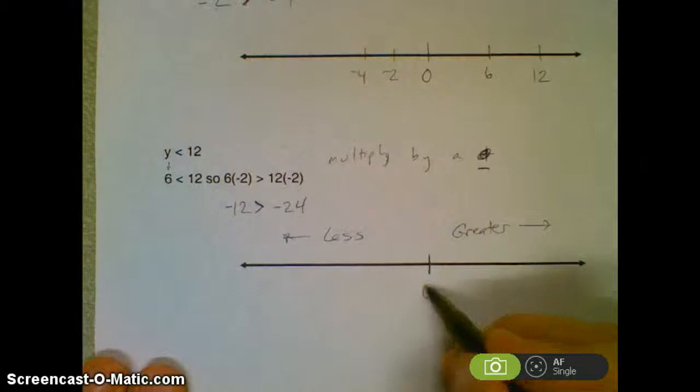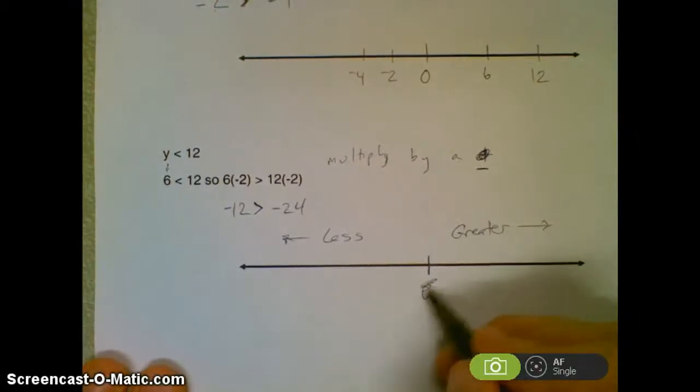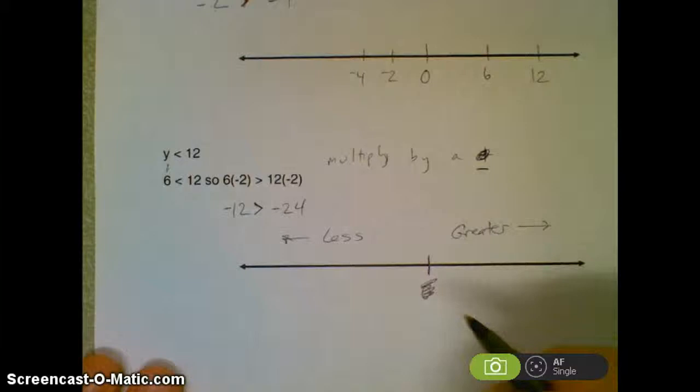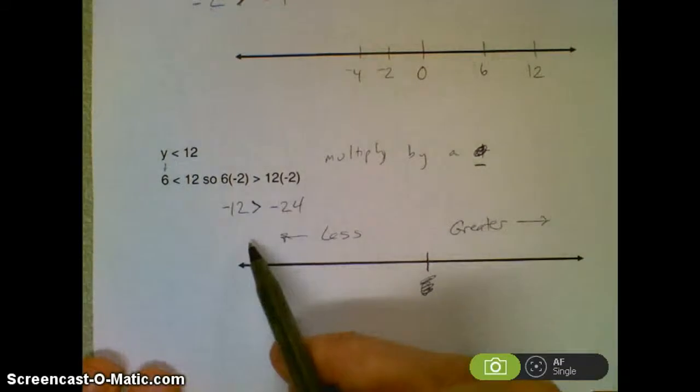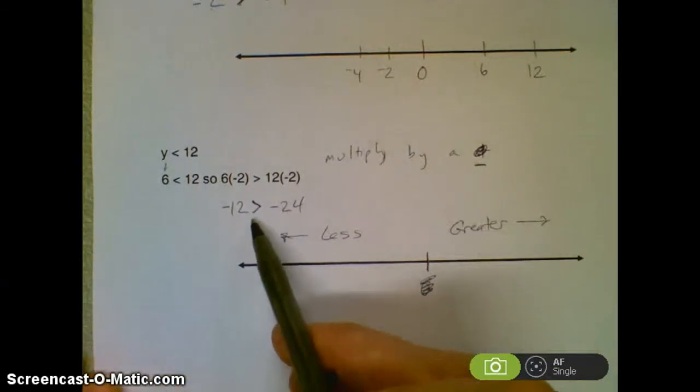If you're saying, what? That's okay. If you're saying, I don't get it, that's okay. Just remember the rule. If you have a negative variable in an inequality, you're going to have to flip the inequality sign when you solve it.